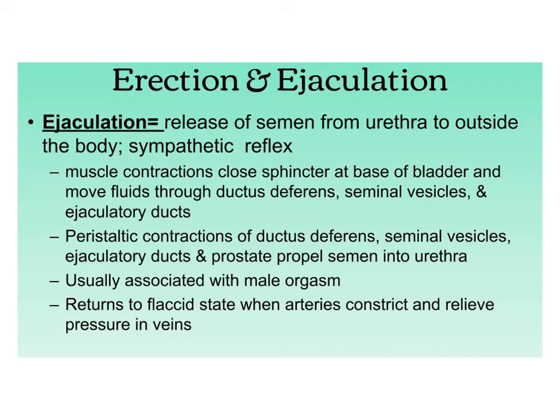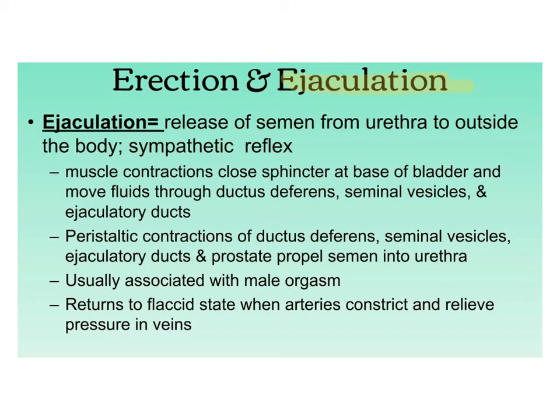So why does a male become erect? Well, the erection is a process that allows the penis to become stiff enough to enter the vagina. And that is, of course, the way from the vagina up into the uterus, up into the fallopian tubes, that the sperm can make its way to the egg. So the erection allows for that to happen. But the erection isn't enough to actually cause the semen to be released. That process is called ejaculation. In an ejaculation, the semen is released from the urethra out of the body.